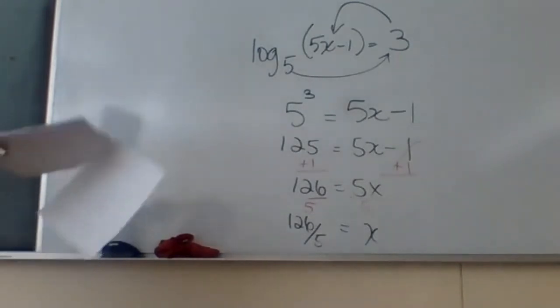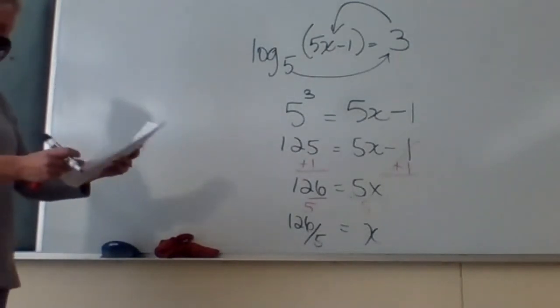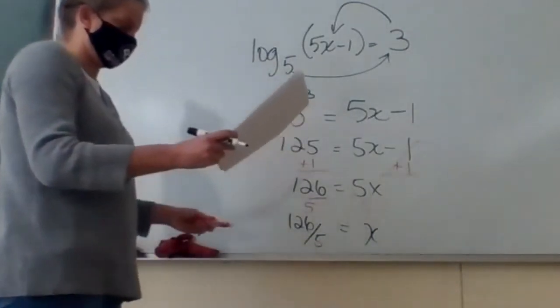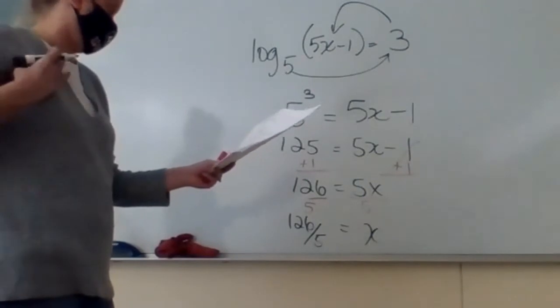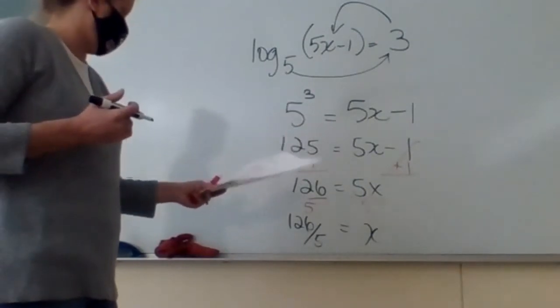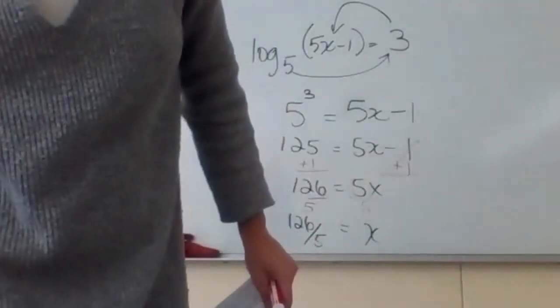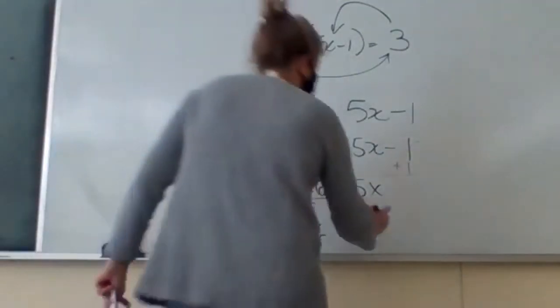On the solution sheet, it has this written as a decimal. It should take that. All it says is type an exact answer. That is an exact answer. If you did divide that, what would you get? You would get 25.2.